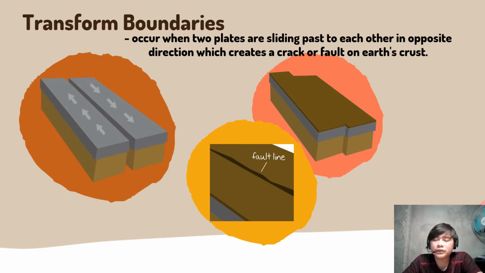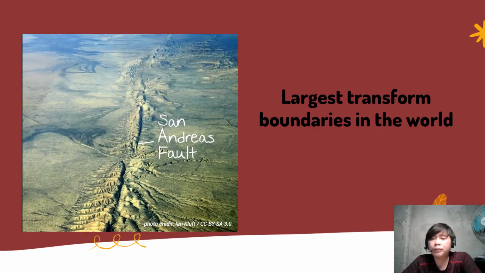The second is transform boundaries. Occur when two plates are sliding past each other in opposite directions, which creates a crack or fault on Earth's crust. As the plates move, they rub against one another, resulting in a building up of pressure. If the plates are stuck for a long period of time, the pressure will continue to build along the fault line until eventually it releases, resulting in an earthquake. The largest transform boundary in the world is the San Andreas Fault.